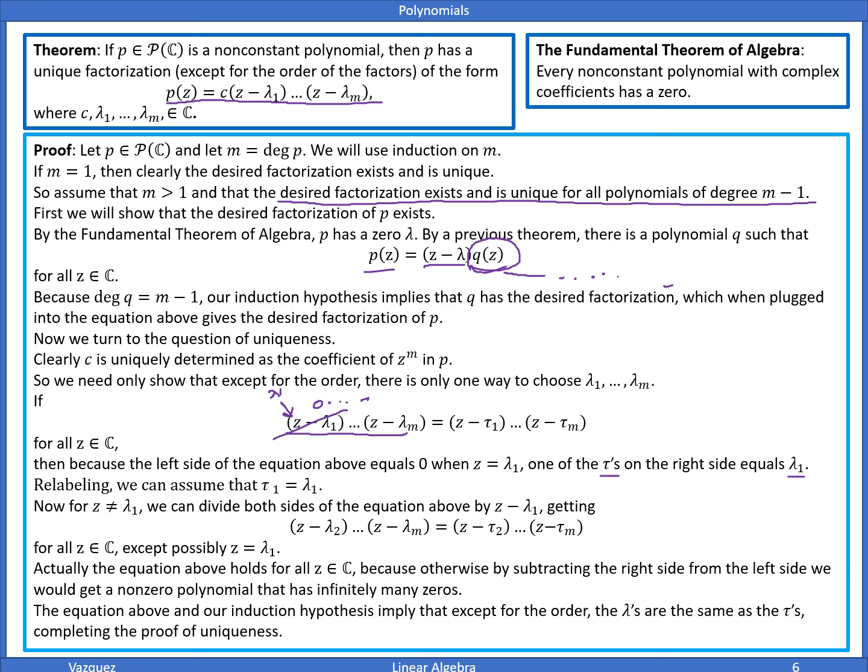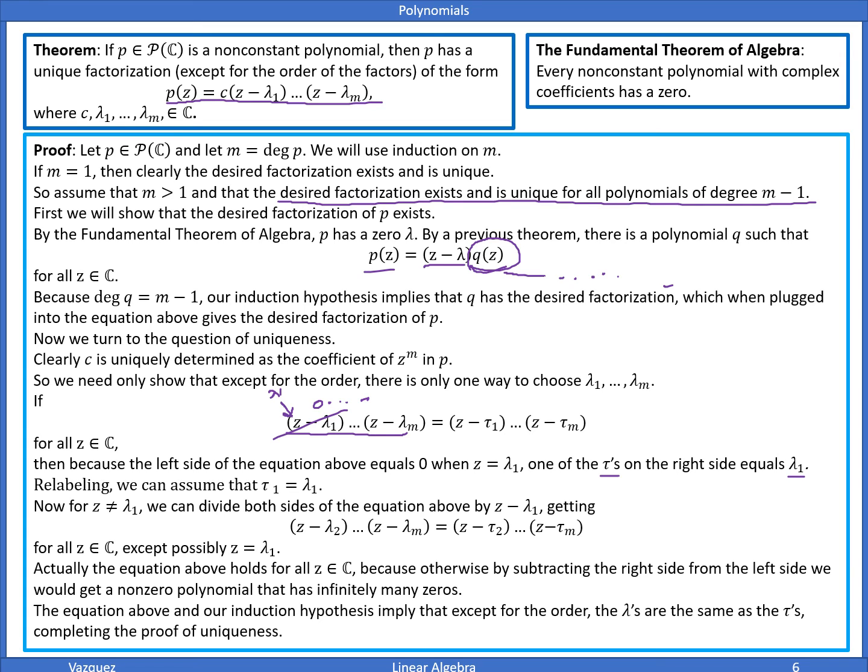So it implies that except for the order, the lambdas and the taus are indeed the same, which proves our uniqueness. So quite an interesting theorem, a long one, not too difficult as long as we understand the previous theorems. And we're good. Now we can do this with real numbers too, but it gets a bit more complicated with real numbers.